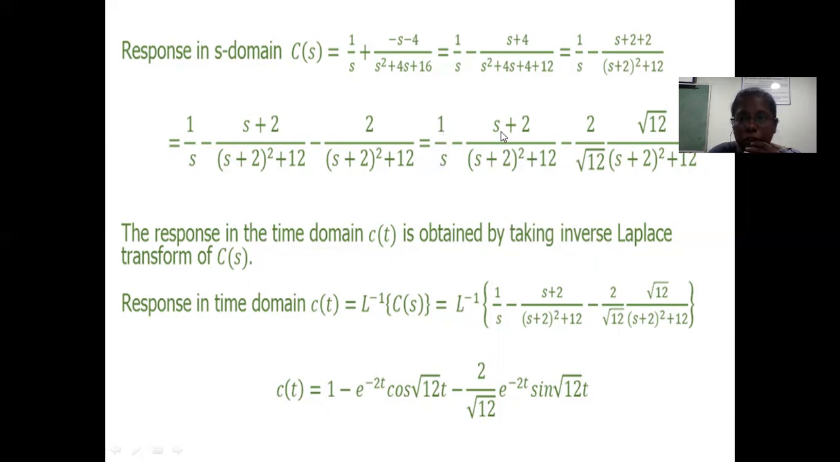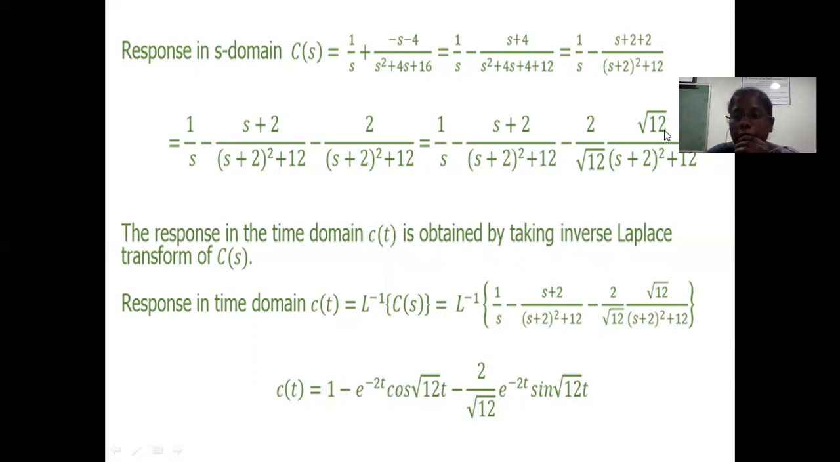Minus, this is in the form of s plus a by s plus a the whole square plus omega square. We know that the inverse Laplace transform of this term will be e power minus at into cos omega t. Therefore a here is 2, so e power minus 2t cos omega t, where omega square is 12. So what is omega? Root 12, right? So 1 minus e power minus at cos omega t.